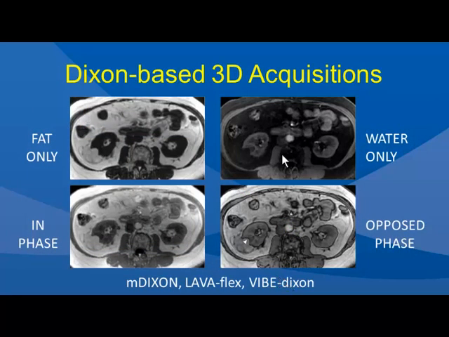You can also use Dixon-based techniques, and again, this has been discussed in other lectures. By using 2 echoes per TR, you can separate the signal of fat and water. You can actually subtract these 2 and get an opposed-phase image, or add these 2 and get an in-phase image. And once again, if you see the bright signal on the fat-only reconstructed image, you can tell with confidence that this is an AML, this is bulk fat.